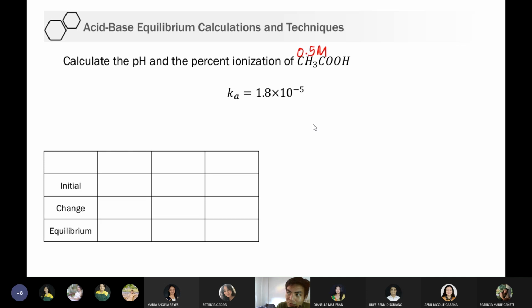Okay, so you check first if you can use the small x approximation, then complete the ice table, solve for x, solve for equilibrium amounts, and answer the two questions. What is the pH and the percent ionization? So I'll be back. No? So good luck. Sagot muna kayo.